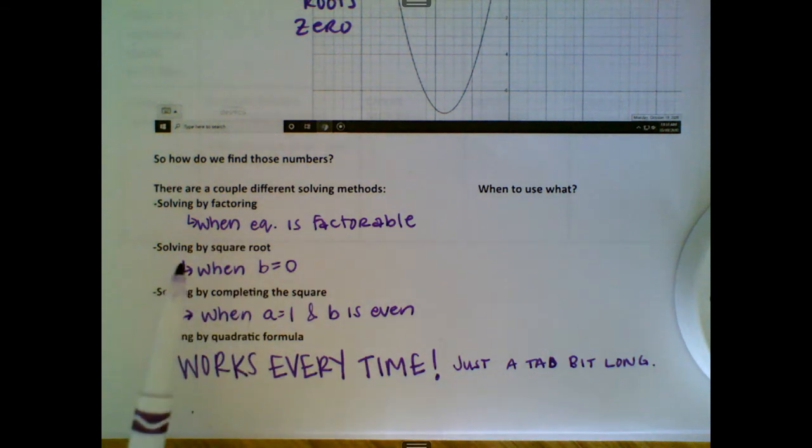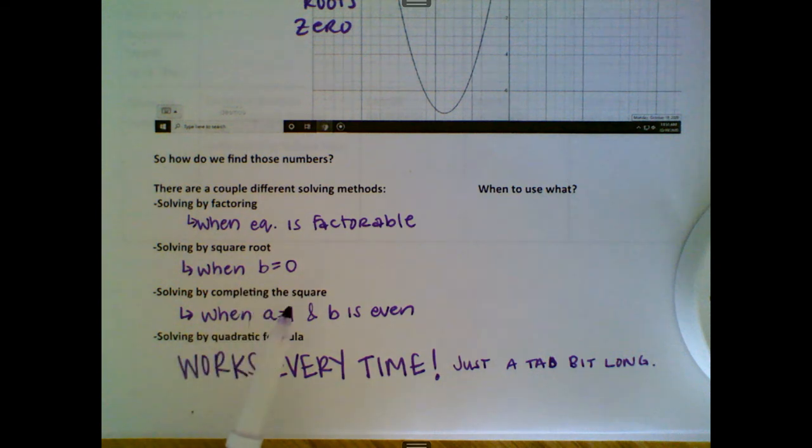Solving by square root, I'm not going to teach you how to do, but it only works well when the b term is 0. And we know that's not the case all the time. So this doesn't really work every time. It's just in a couple different occasions.